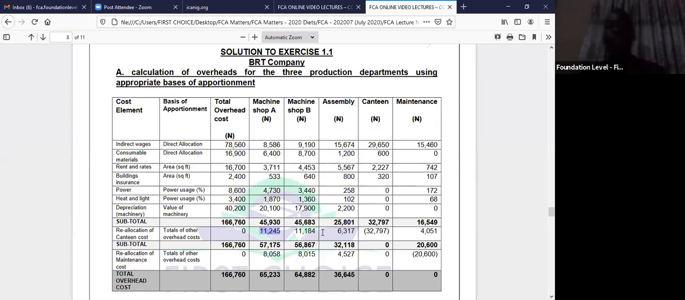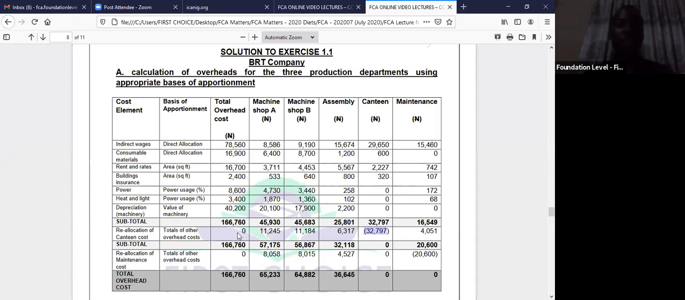That is how you do for the rest. So you have it, know that if you add this 11,246,245 plus this 11,184 plus this 6,317 plus this 4,051, add them together, should give you this 32,979.